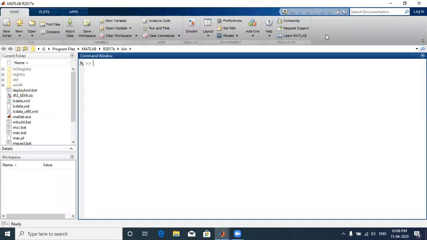So, welcome to the session. We are going to discuss the remaining practical of power electronics, which are based on MATLAB Simulink.